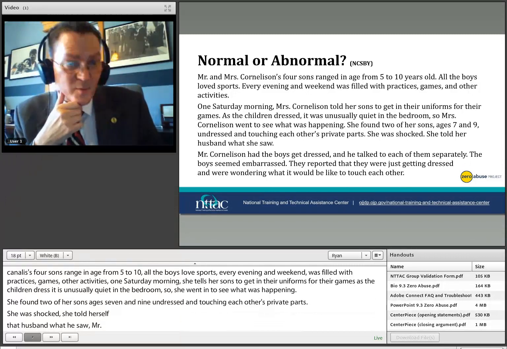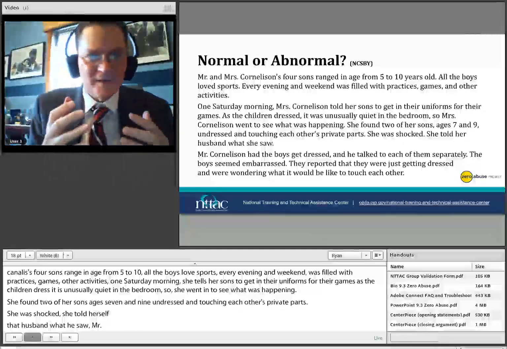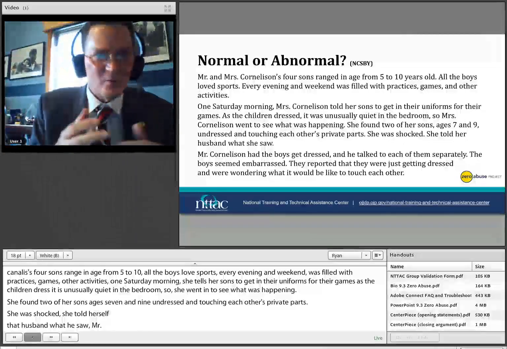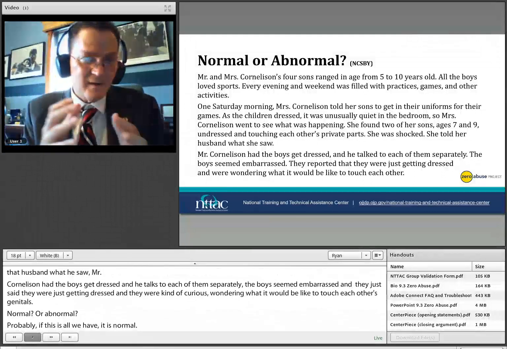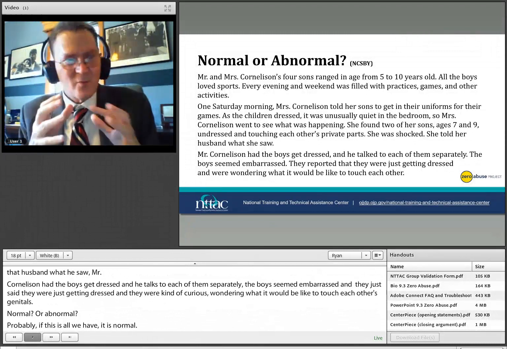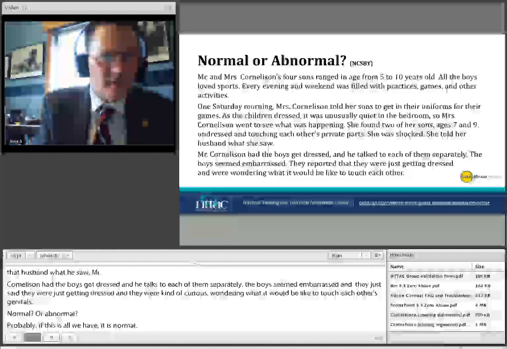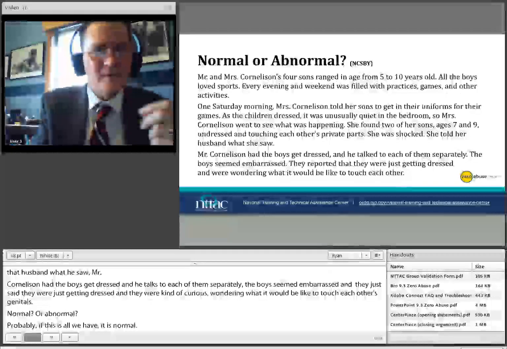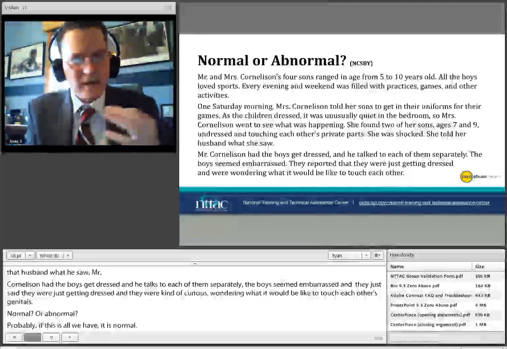She found 2 of her sons, ages 7 and 9, undressed and touching each other's private parts. She was shocked. She told her husband what she saw. Mr. Cornelison had the boys get dressed, and he talked to each of them separately. The boys seemed embarrassed, and they said they were just getting dressed, and they're kind of curious, wondering what it'd be like to touch each other's genitals. Normal or abnormal?